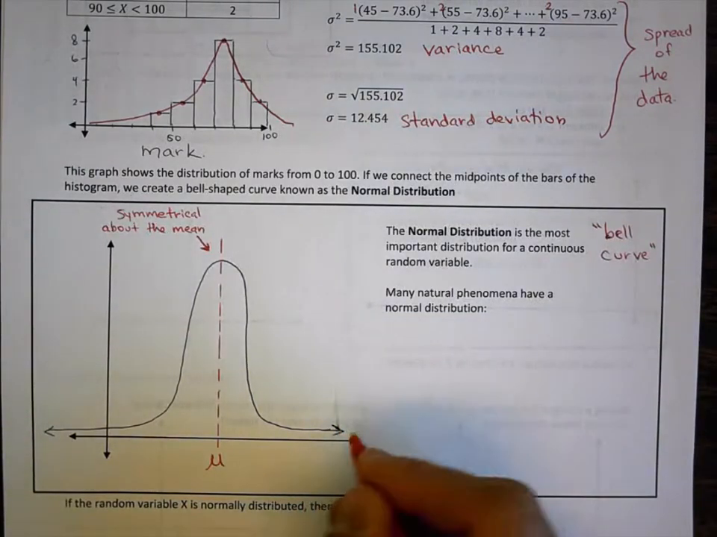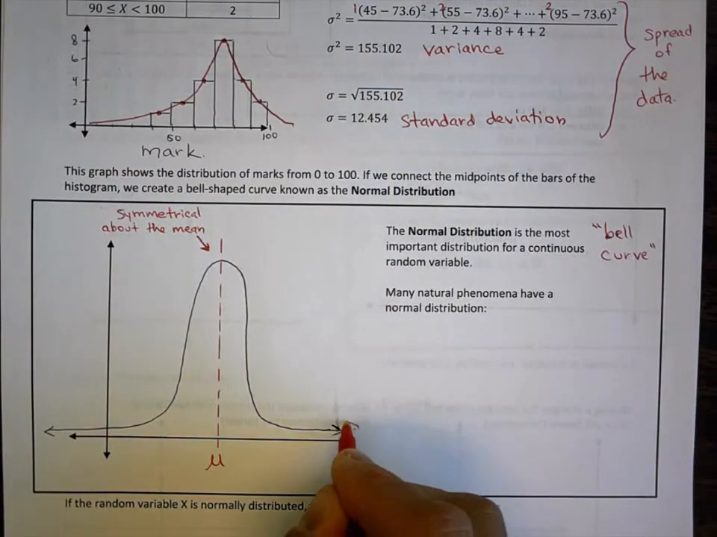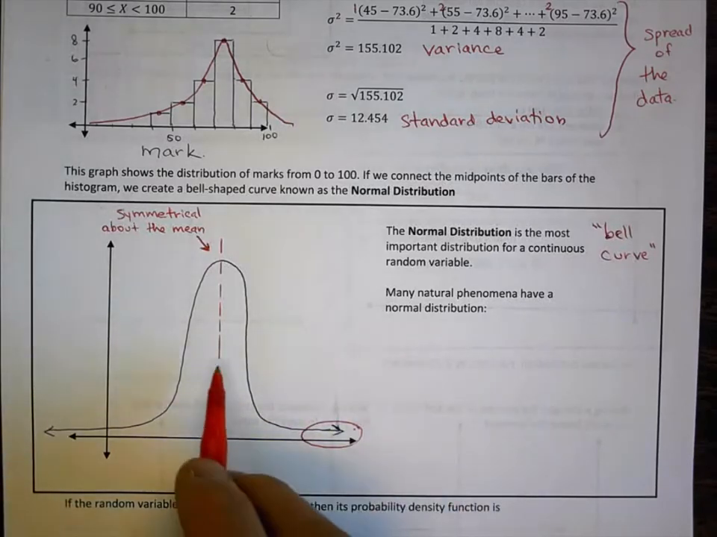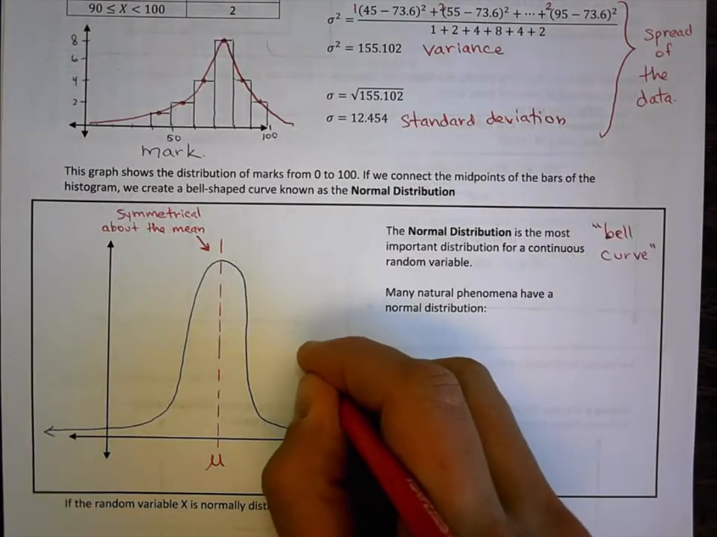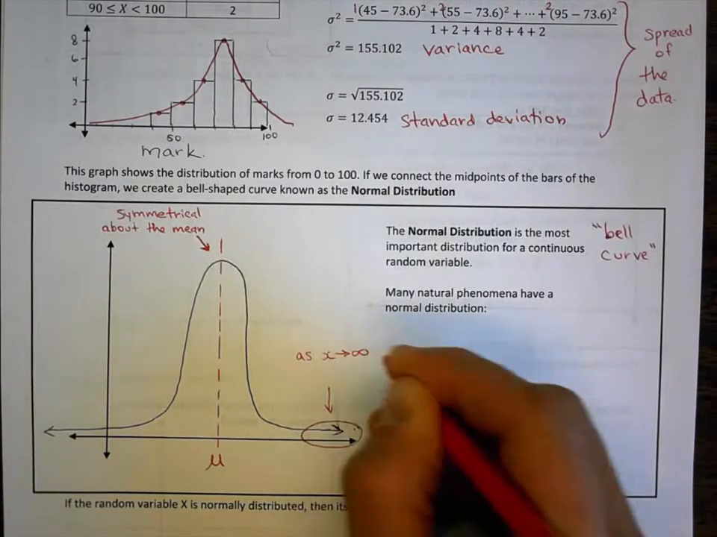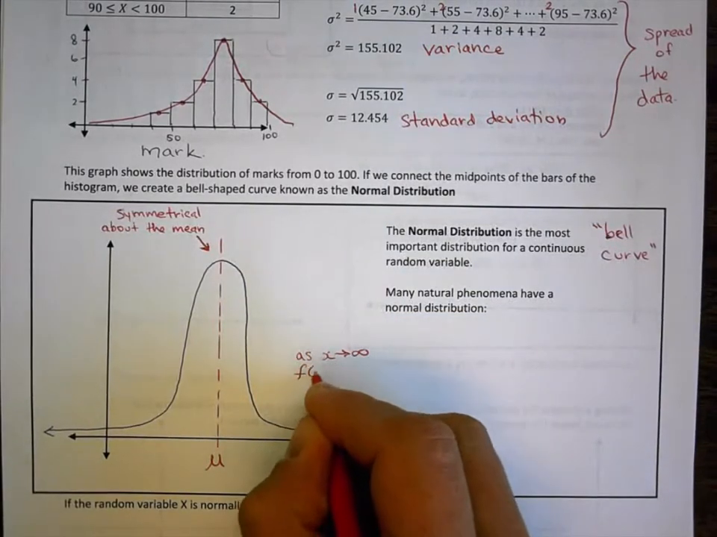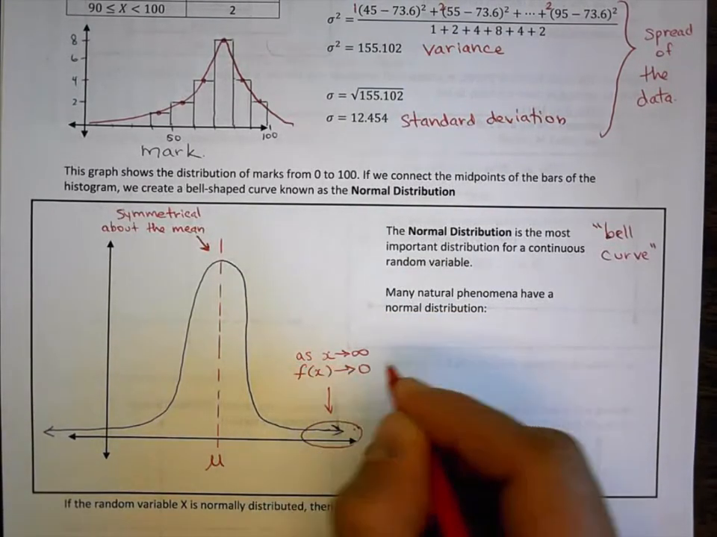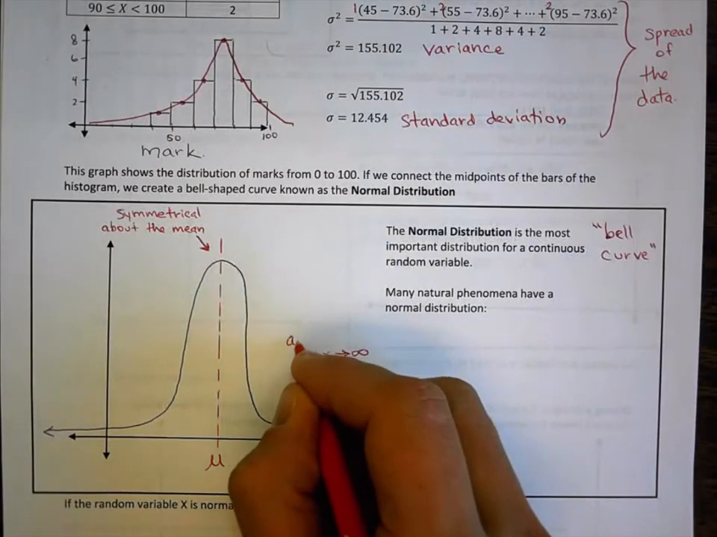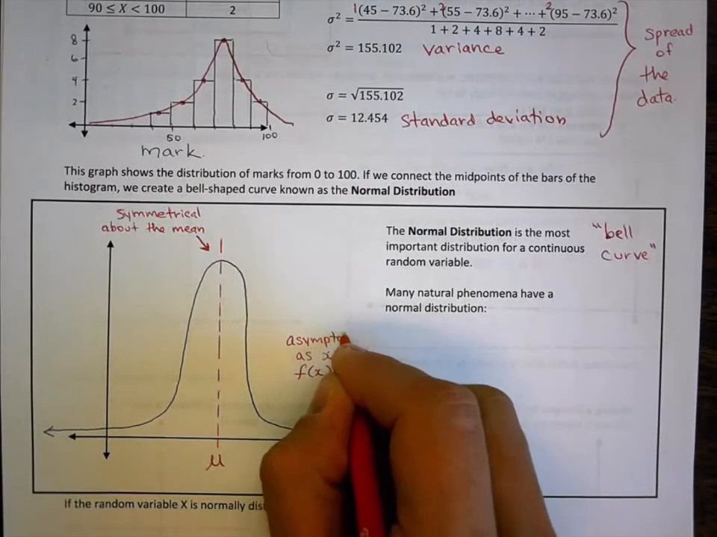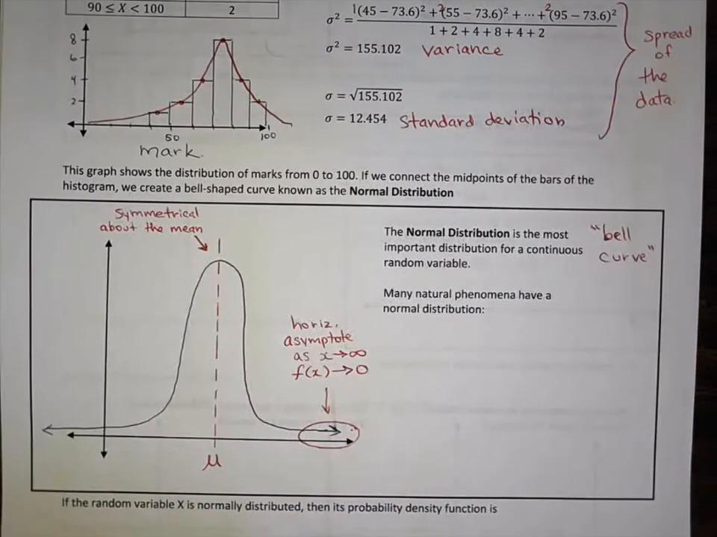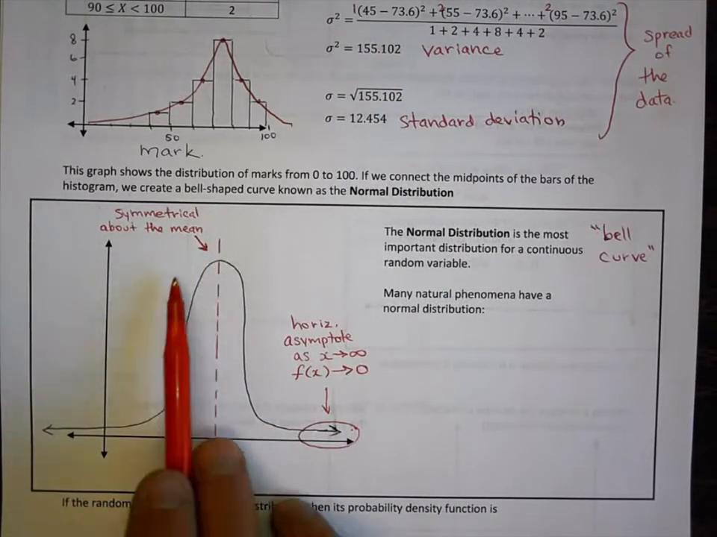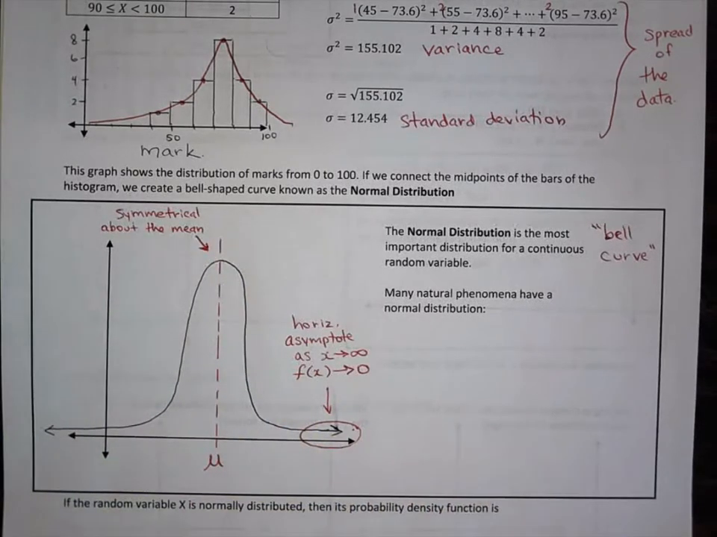The second thing you'll notice down here is that on both sides there's an asymptotic behavior. Here, as x approaches positive infinity, f at x approaches 0. So it's an asymptote. I guess it's a horizontal asymptote. So that's part of this shape as well. Not only is it symmetric, but it also gets closer and closer to 0.